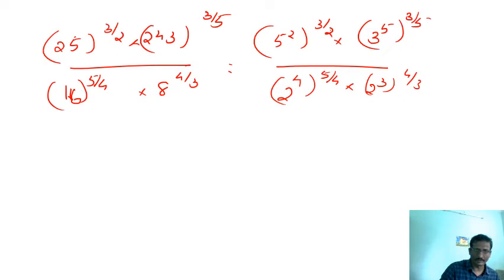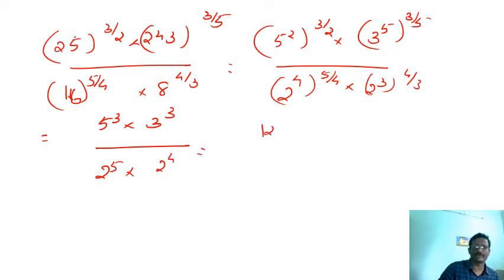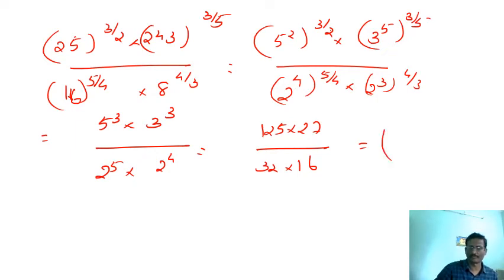So now the answer is 5 cube into 3 cube divided by 2 raised to 5 into 2 raised to 4. So 5 cube is 125, into 3 cube is 27, divided by 2 raised to 5 which is 32, into 2 raised to 4 which is 16. So you multiply and then you will get the answer. This is the way we have to do the problem. Try.